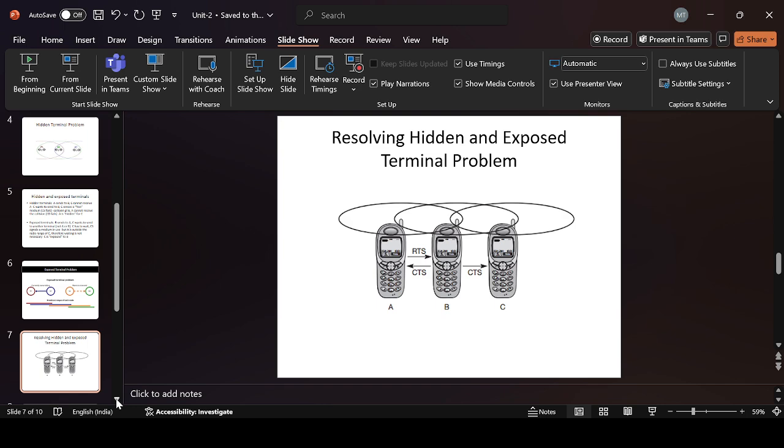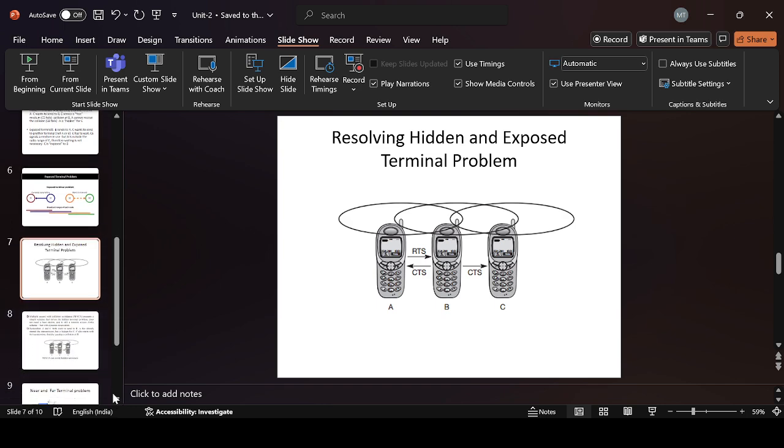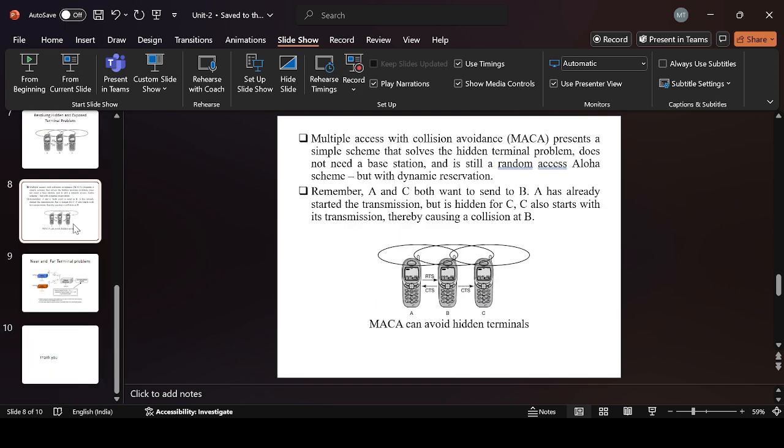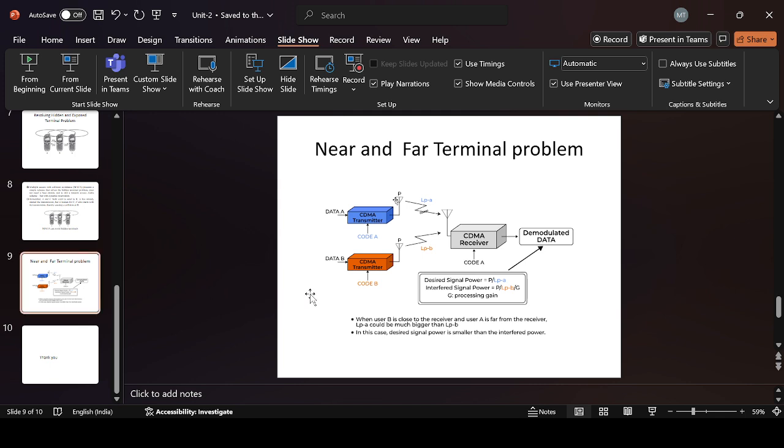Next we'll see what is meant by the near and far terminal problem. This near and far terminal problem is similar to a person who's standing nearby. If he speaks and a person who's standing far away is also speaking, whoever is near will be heard louder when compared to the person who's far apart. The same concept is applied in the near and far terminal problem.